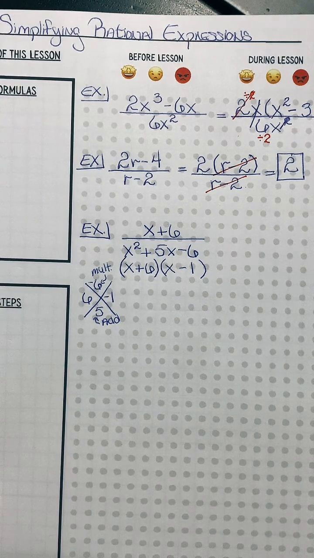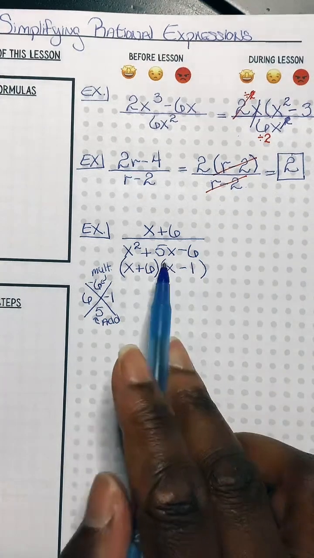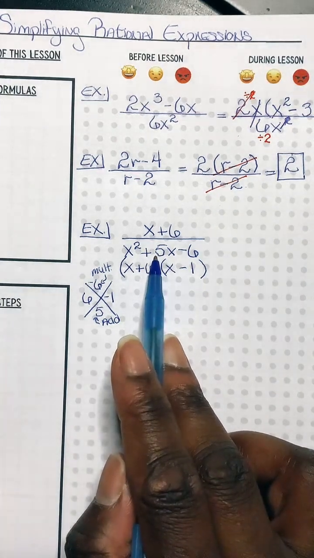When you use -2 and -3, that does give me a +6 when you multiply. But if you add -2 and -3, you're going to get a -5. And we want a +5.